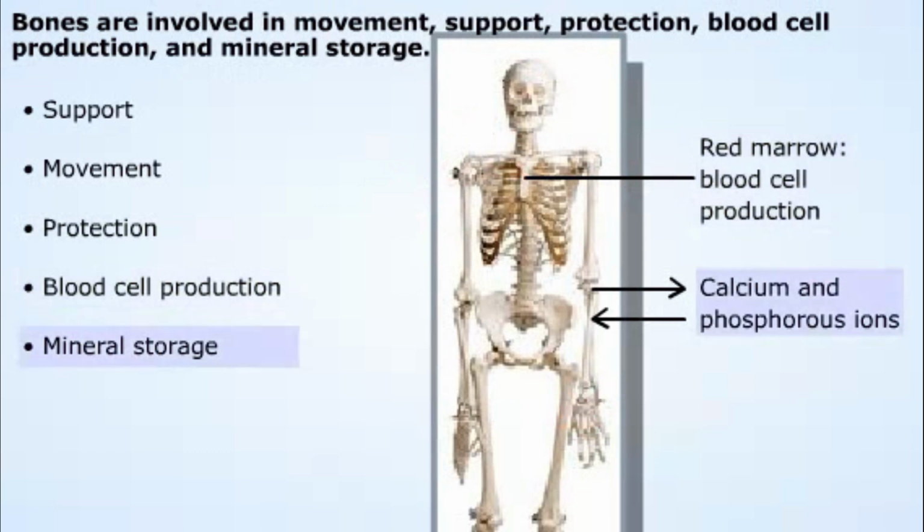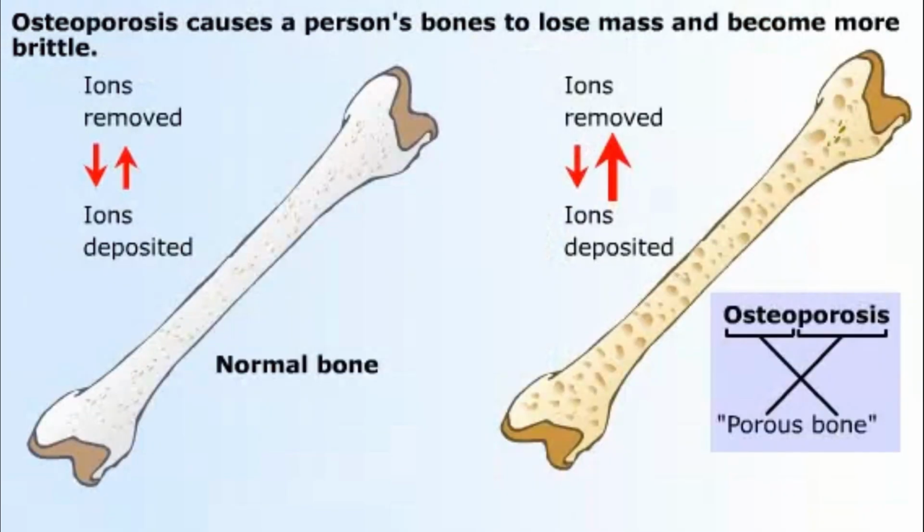Some bones contain red marrow and are sites for blood cell production. And bones provide stores of minerals, including calcium and phosphorus ions. As the body requires more calcium and phosphorus, these ions are taken from the bones. If the body has an excess of calcium, the role of bones in mineral storage is a factor in a disorder known as osteoporosis, or porous bone.